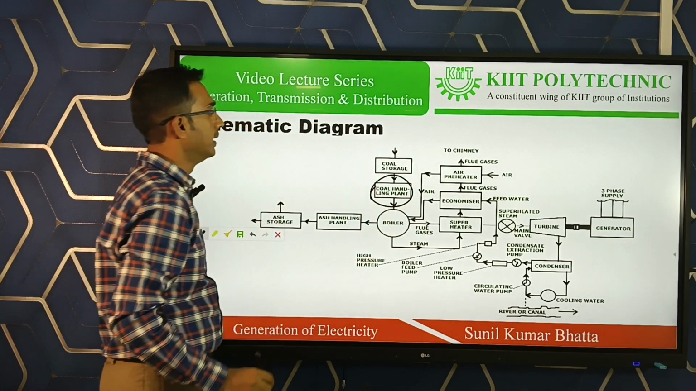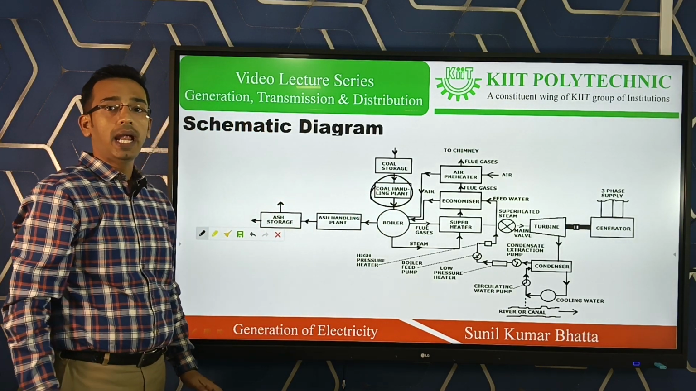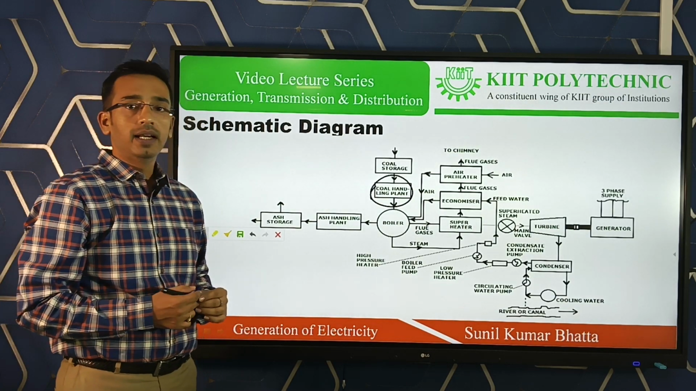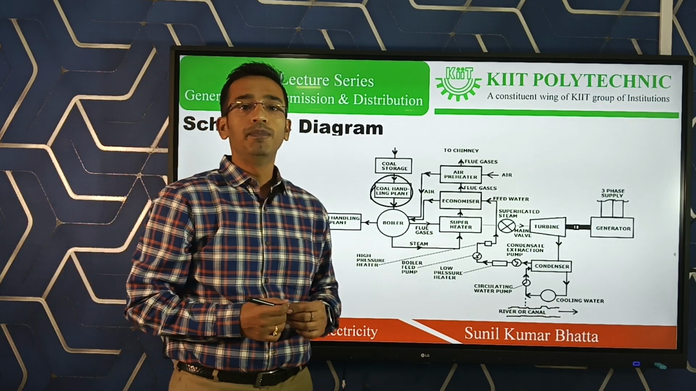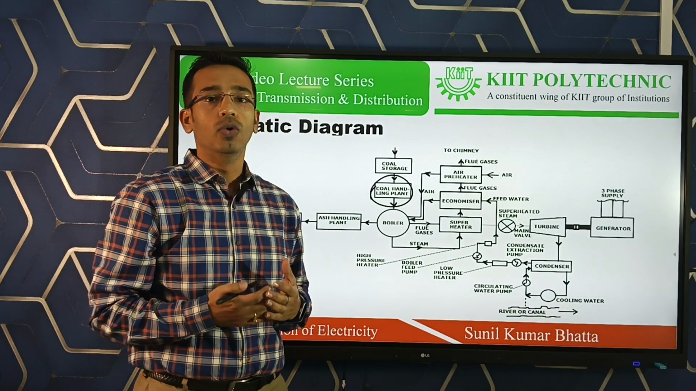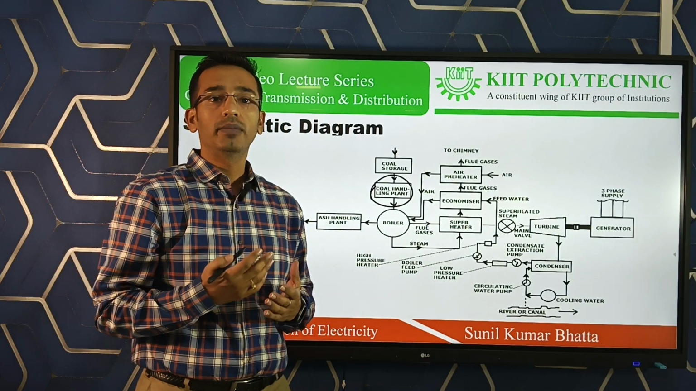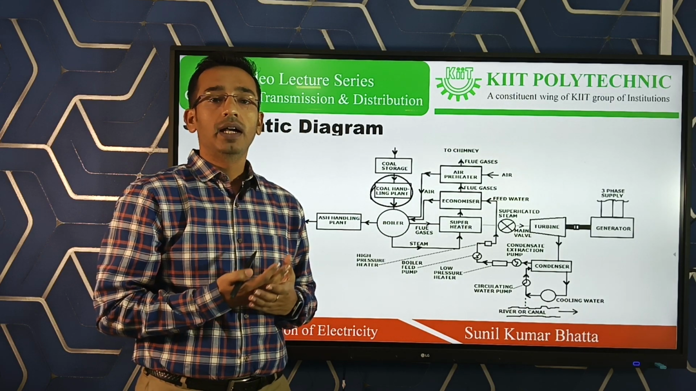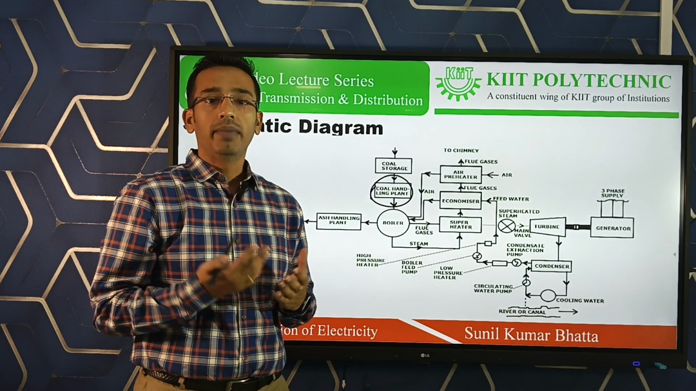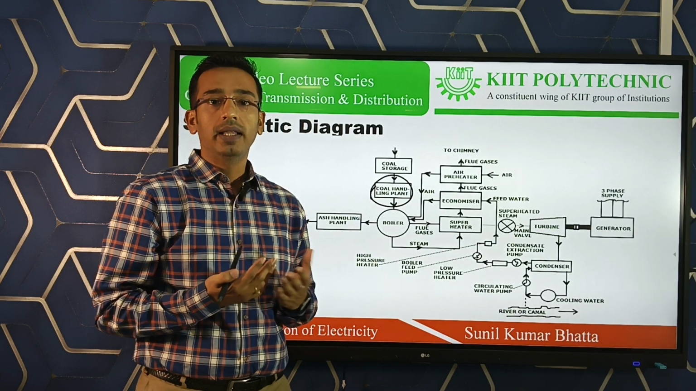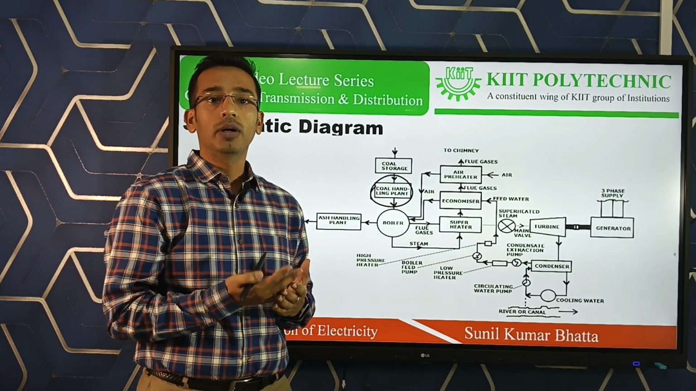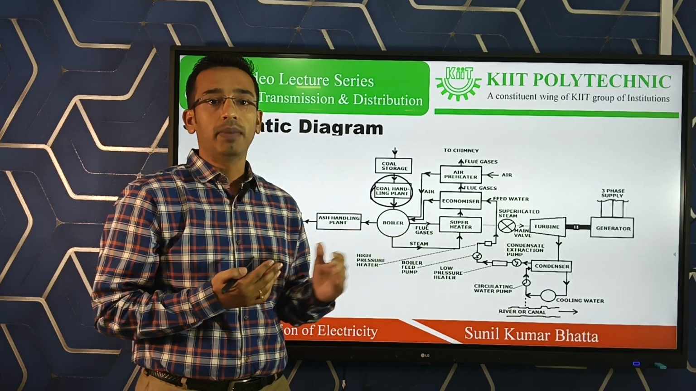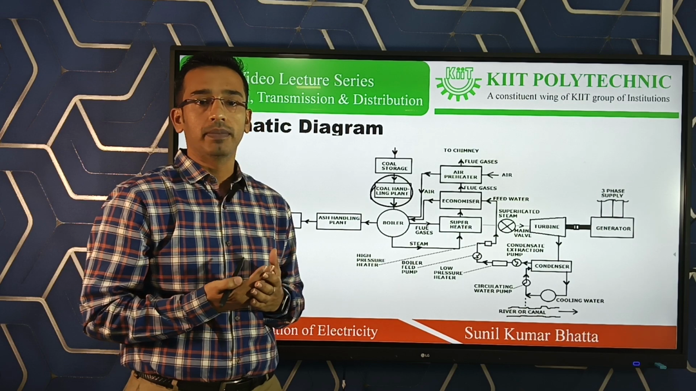This is the coal handling plant here. In a thermal power plant we need the primary fuel, that is the coal. The coal will come from the coal mines to the thermal power plant by rail or truck, and after coming to the power plant, that coal will be stored in the coal handling plant, the coal storage there.